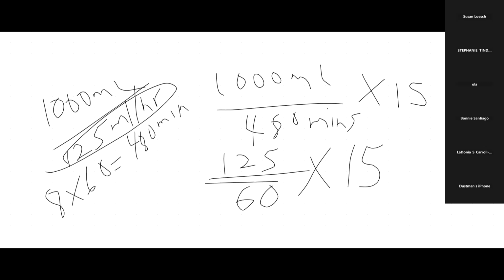So you should have got 31 both ways. 31.2 and so on, but it's going to round to what? 31, because we need a whole number here. Anybody have questions on that? No.